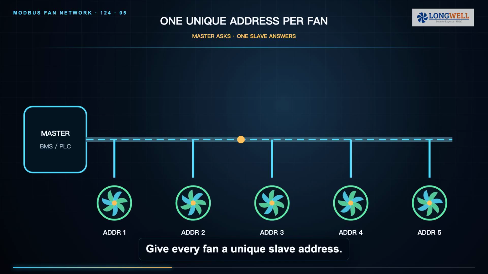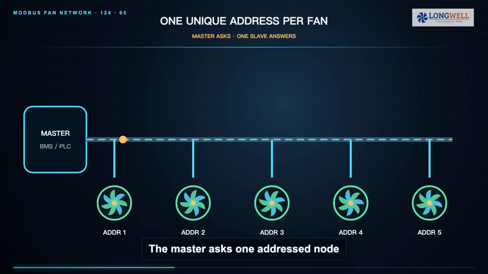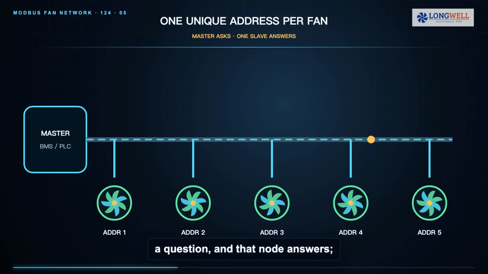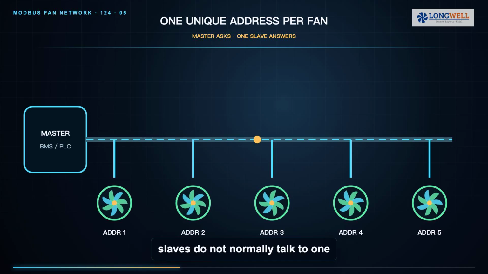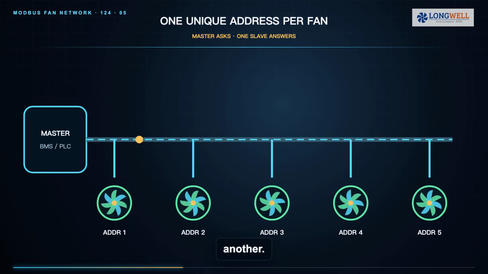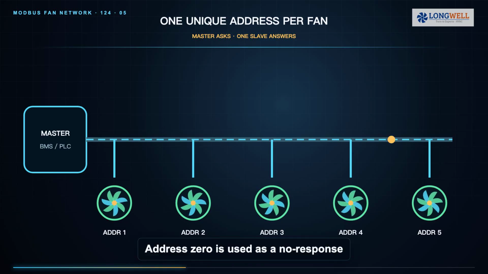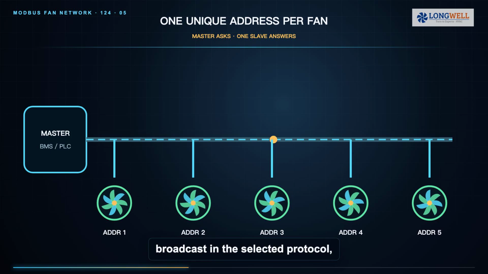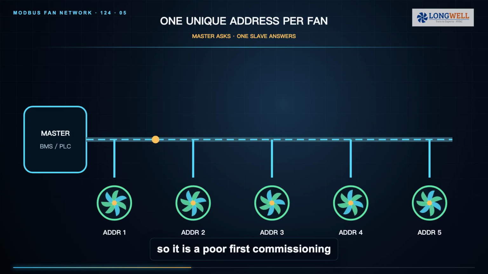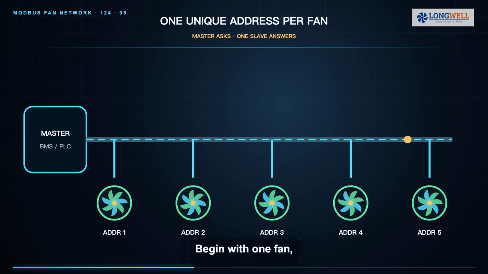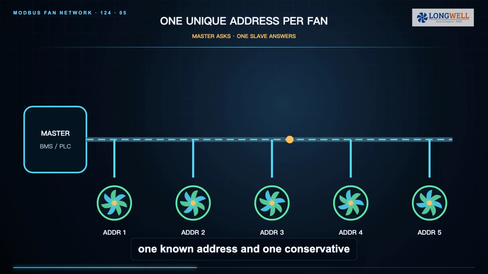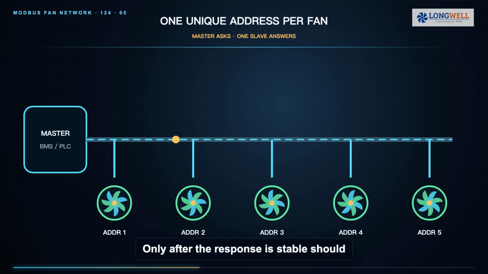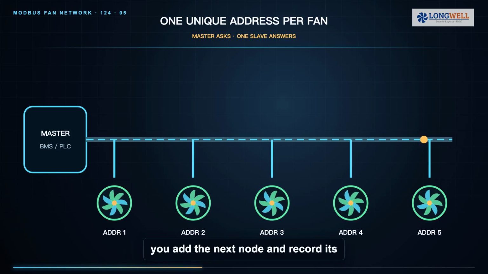Give every fan a unique slave address. The master asks one addressed node a question, and that node answers. Slaves do not normally talk to one another. Address 0 is used as a no-response broadcast in the selected protocol, so it is a poor first commissioning tool. Begin with one fan, one known address and one conservative read. Only after the response is stable should you add the next node and record its identity.